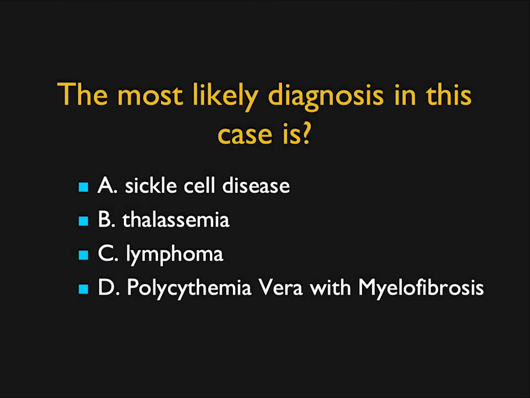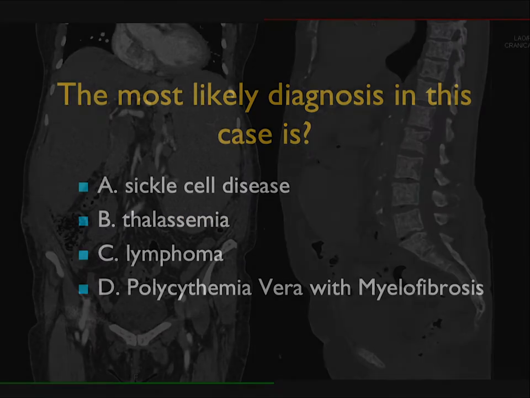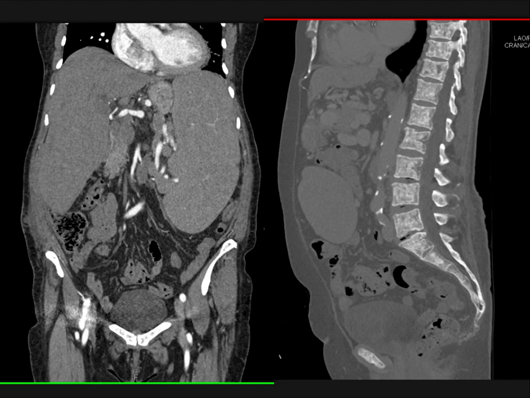In this case, I asked you, what's the best diagnosis? What are the findings? Splenomegaly. So sickle cell disease, SS disease, is not going to be there. The spleens are small and autoinfarcted. Thalassemia can give you a big spleen. So can lymphoma. So can polycythemia vera. In fact, the largest spleens are typically with polycythemia vera or CLL.